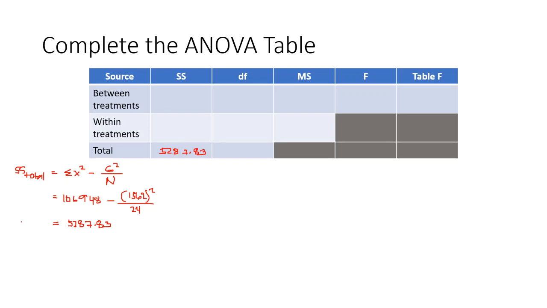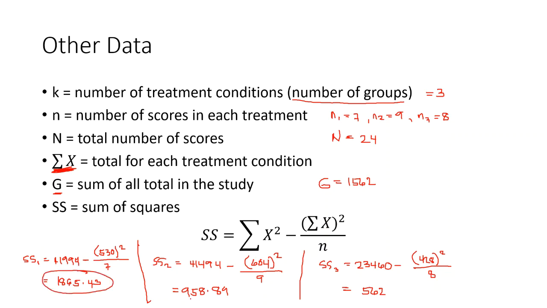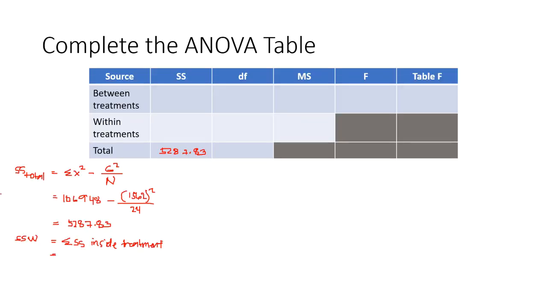So you can write it here, 5287.83. Now for the SS within, or SSW, that is equivalent to the summation of SS inside the treatment. So basically this is just the summation of all the SS that we got earlier. This one, we have 1865, the summation of the 3 SS that we got. So that is basically equivalent to 3,386.32.